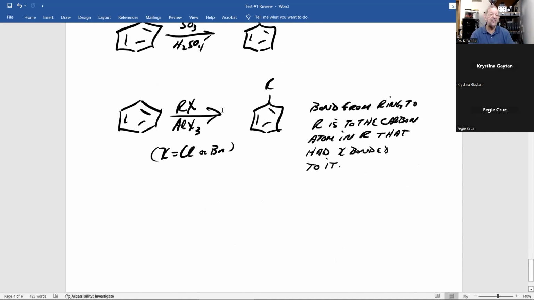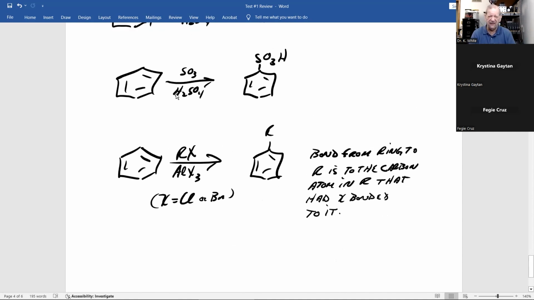And finally, and this is the only reaction I can ask you here, because I'm not going to have substituted benzene rings. And finally, the last one, Friedel-Crafts alkylation. 2 chemists, Friedel and Crafts, are honored for their work because this reaction is named after their discovery. And this is one of those special rare reactions where you make a carbon-carbon single bond. And let's go through an example.